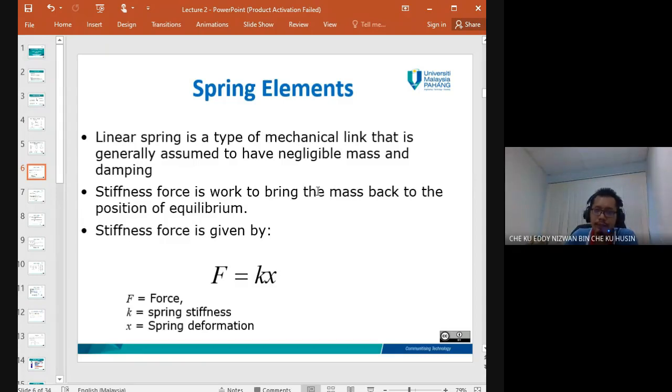For this case, make sure that if you want to do the calculations, you have to convert to SI units. For the displacement, you have to convert to meters. If the question is given in mm, the first step is to convert to SI units.